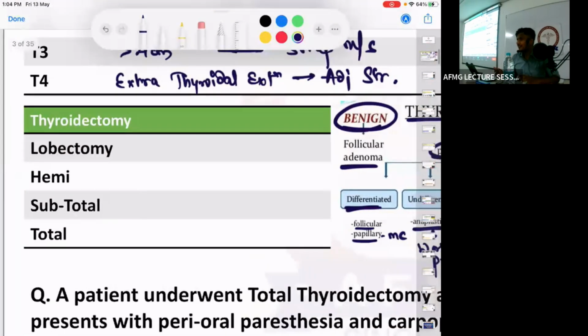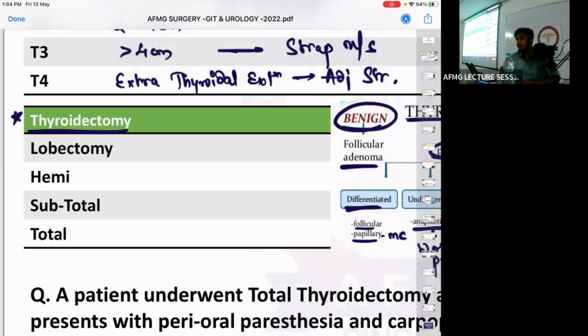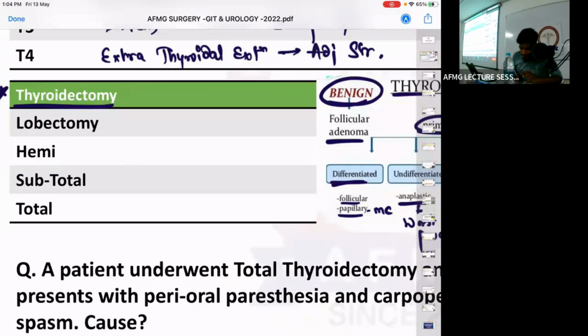If it is a cancer, definitely the treatment would be removal of the thyroid. That is what is known as thyroidectomy. The treatment of choice is thyroidectomy. Okay? Removal of the thyroid gland. It can be done if one lobe is removed. So I hope all of you are quite aware that the thyroid is a butterfly-shaped gland having two lobes connected by an isthmus. Okay? So if one lobe is removed, it is called lobectomy.